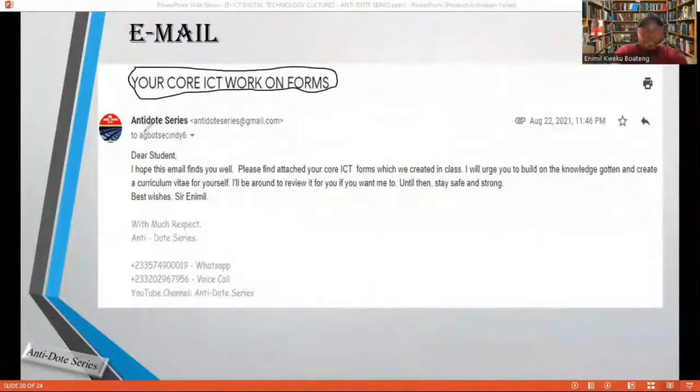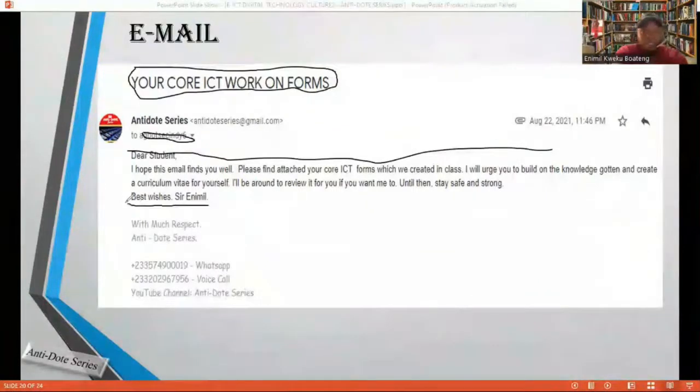Now, this is where you put the address. So the recipient's address is this. Then the body of the message. So the whole thing here, this place is the body of the message. Then when you come here, this is the signature.